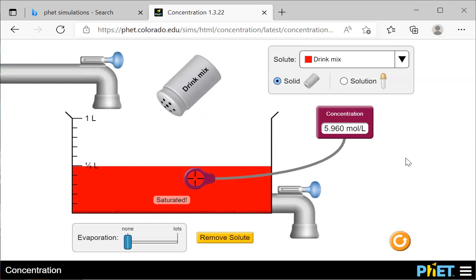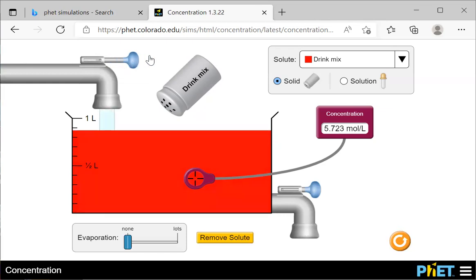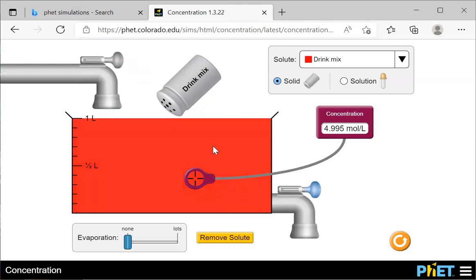On letter J, it says, now add more water until it fills to the top. What happens to the concentration? Is the solution still saturated? Let's observe what happens. When I open the faucet, as you can see, now the solution is not saturated any longer, and my concentration is actually reduced from that 5.9. Now it is about 4.995 moles per liter. So we even had a reduction in the concentration of the solution.